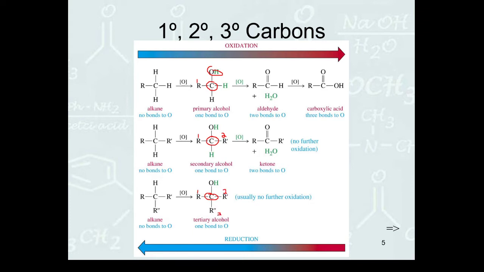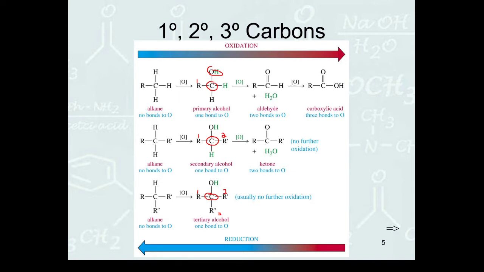Now what the prime and double prime mean is that these are different carbon chains. They could be 1 carbon, they could be 10 carbons, and normally down here you would see a little table, a little legend that tells you what each one means.